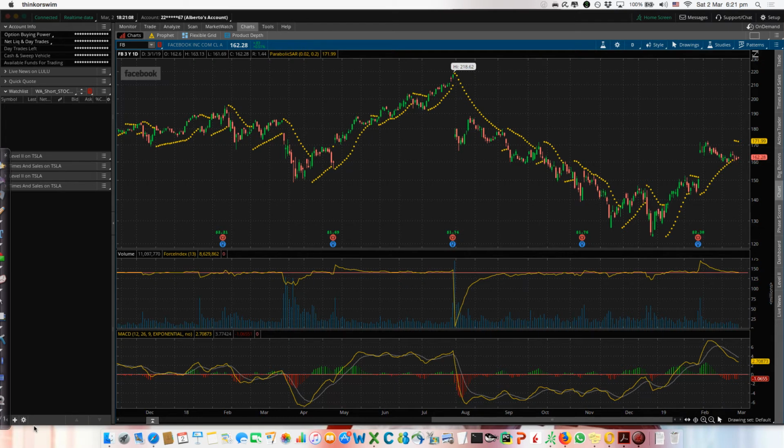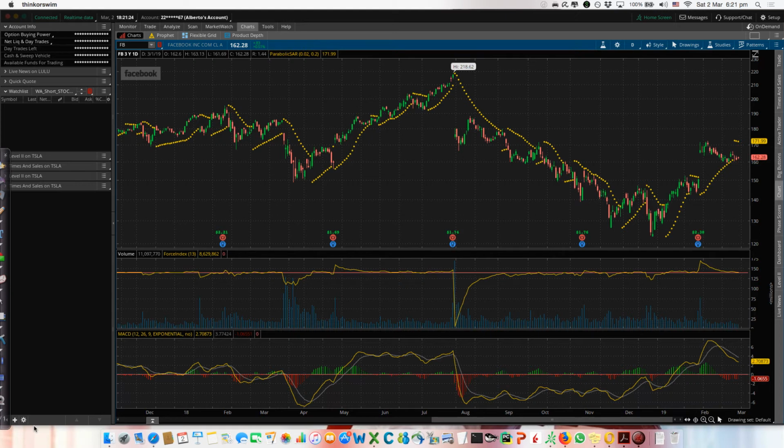For example, the moving averages that I described in another video. So today I want to show you three indicators that I use when I do trend following. And let's start with the first one.